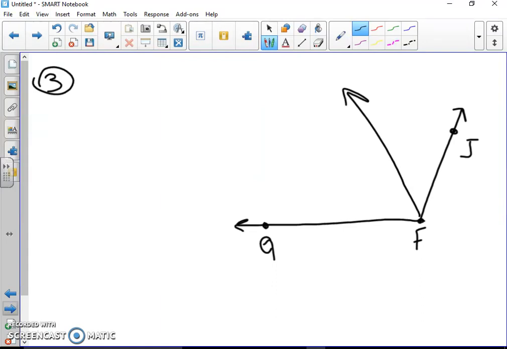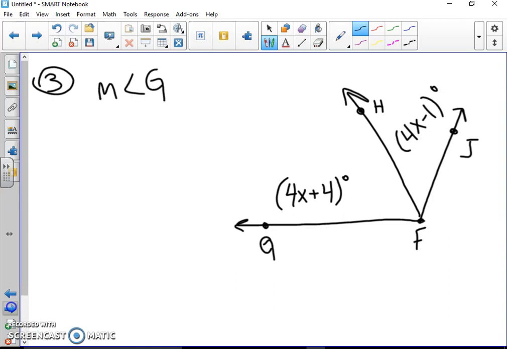We've got a ray right there, and that ray is going to be FH. Call that H. And let's say that this is 4x minus 1 degrees, and this is 4x plus 4 degrees. And I'm going to tell you that the measure of angle GFT is equal to 155 degrees.